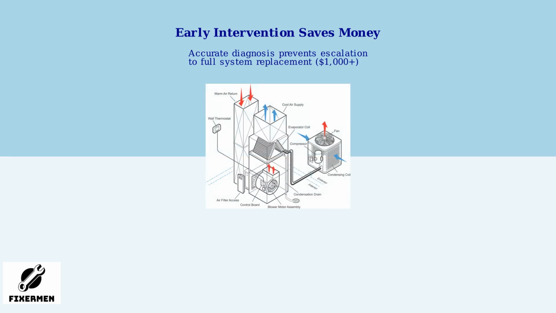Addressing E1 errors promptly can prevent the issue from escalating to more extensive problems, such as full system replacement, which could cost over $1,000. Professional service ensures proper fixes and avoids recurring issues.